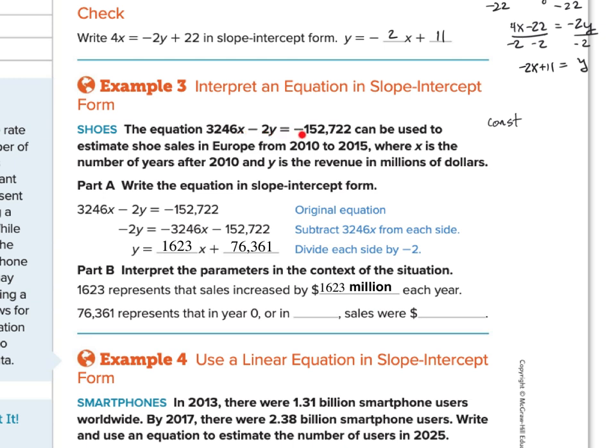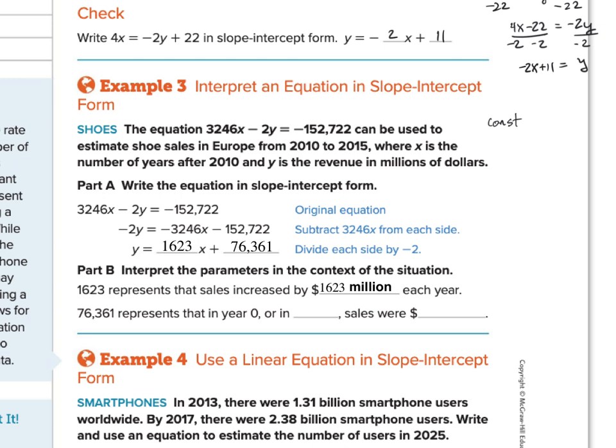So here in this equation, 3,246x minus 2y is equal to negative 152,722. This can be used to estimate shoe sales in Europe from 2010 to 2015. x is the number of years after 2010, and y is the revenue in millions of dollars. So write the equation in slope-intercept form. Okay?